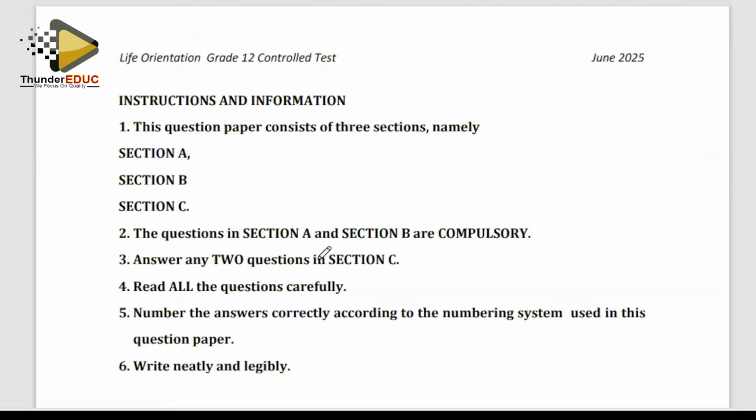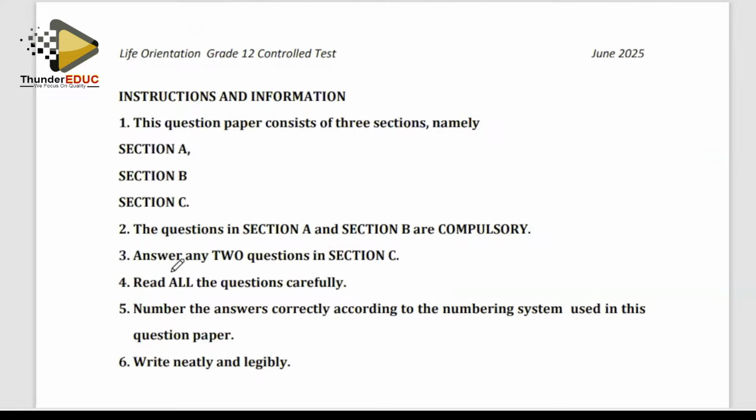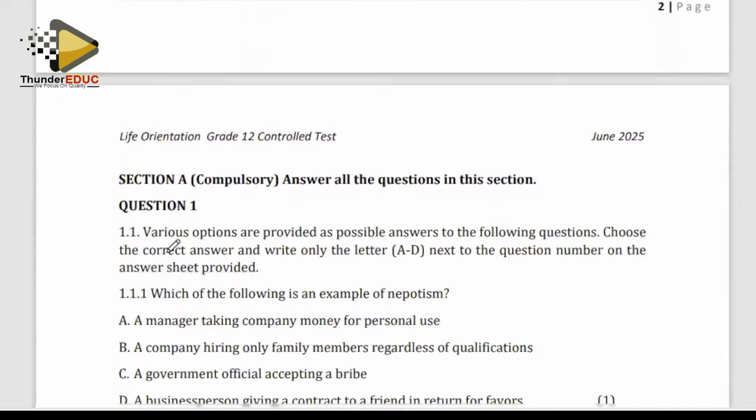Then you are reminded to read all the questions carefully and number the answers according to the numbering system used in the examination question paper. Then obviously you are required to write neatly and legibly.